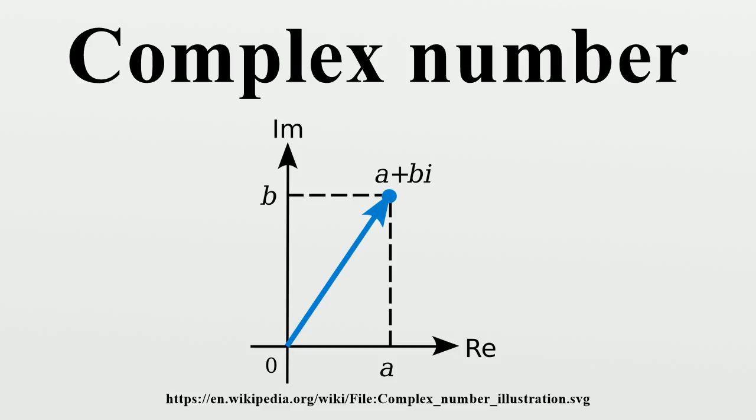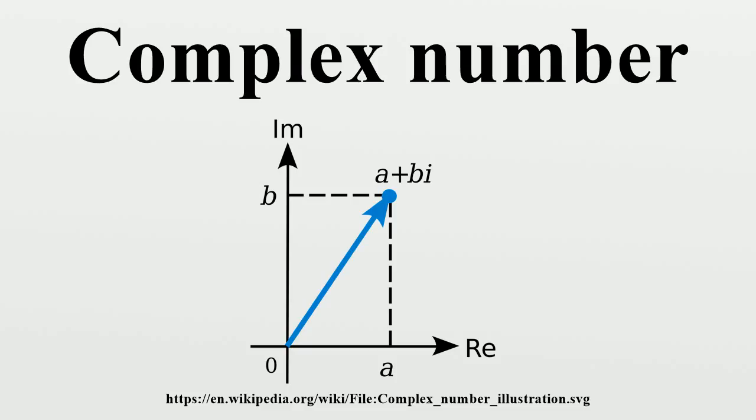This expression is sometimes known as the Cartesian form of z. A real number a can be regarded as a complex number a plus 0i whose imaginary part is 0. A purely imaginary number bi is a complex number 0 plus bi whose real part is 0. It is common to write a for a plus 0i and bi for 0 plus bi.